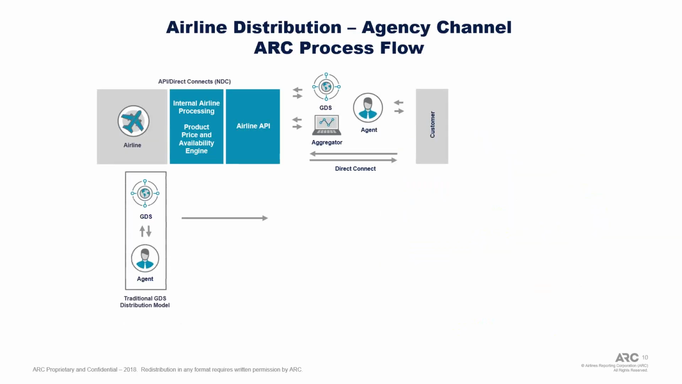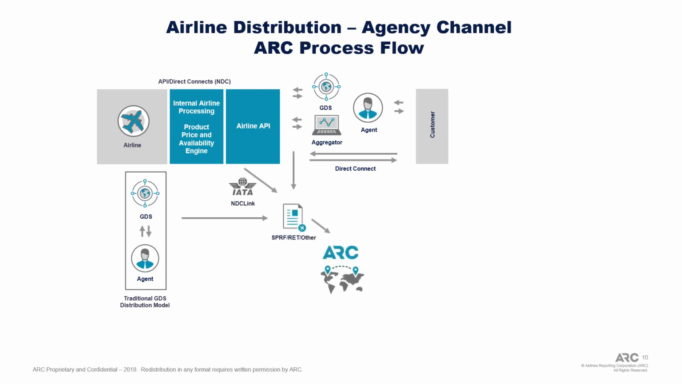So I just wanted to walk through again the process flow as it comes through ARC. What you have here on the screen at the top is the NDC model, where the airline owns the offer, they've priced it, and they've issued the ticket. They've done that transmission through a direct API. And then on the bottom left, you have the traditional model where the GDS is building the content. The agency is requesting the ticket. The GDS communicates with the airline, but they're issuing the ticket.